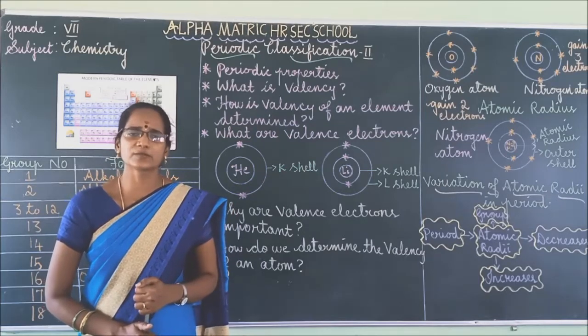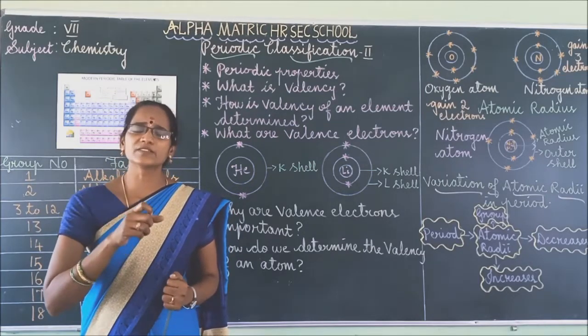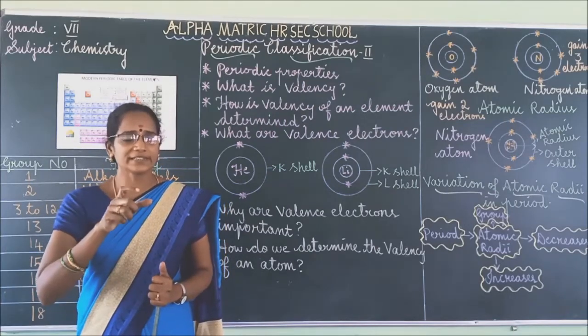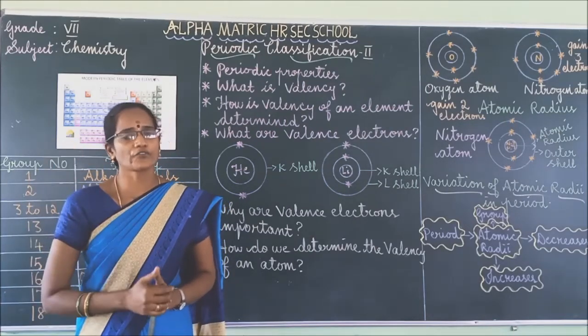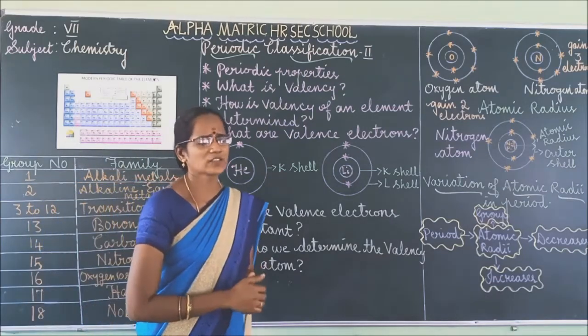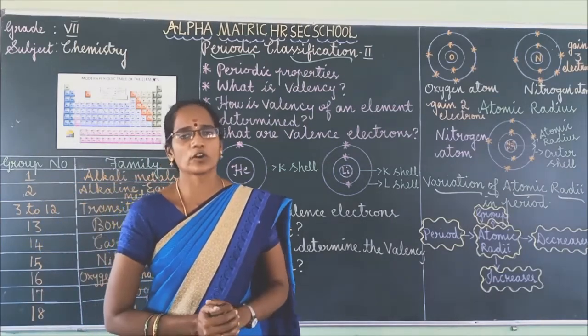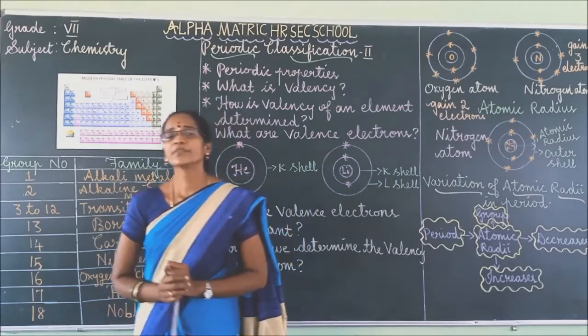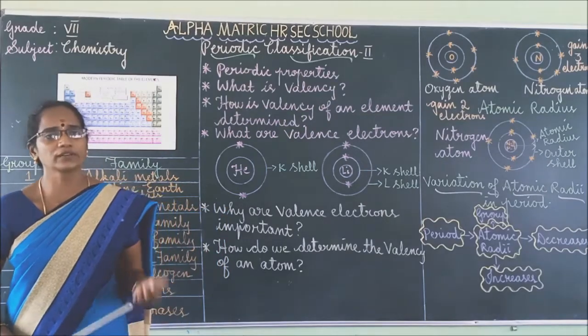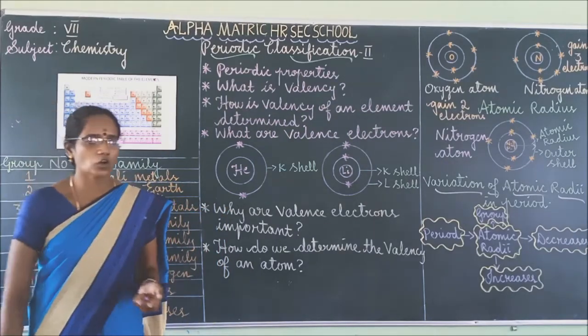Whereas non-metals means the elements which contain 5 or more electrons in the outermost shell of an atom of the element. All the gases will come under non-metals. For example, hydrogen, oxygen, nitrogen, sulfur, carbon. These elements will come under non-metals.